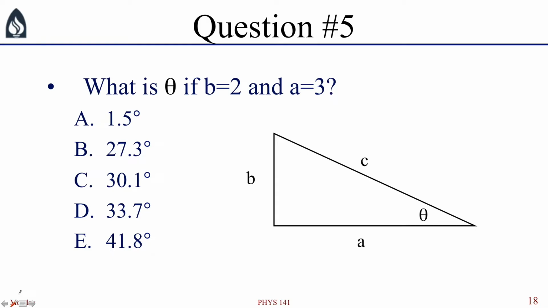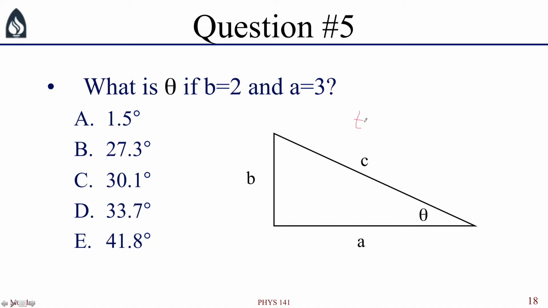So if we have definitions for sides B and A, we could always use the Pythagorean theorem to figure out what side C of the triangle is. We could find the hypotenuse and then use any of the trigonometric functions. However, if I use the tangent of theta, then I can just go for the answer directly without having to figure out what side C is.